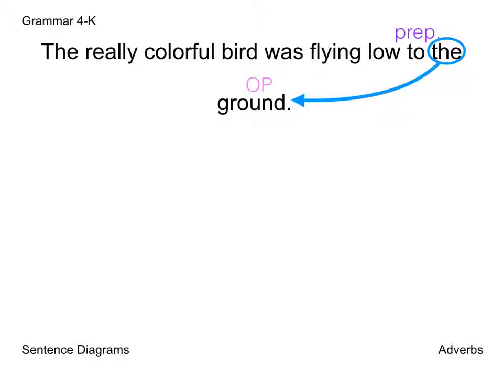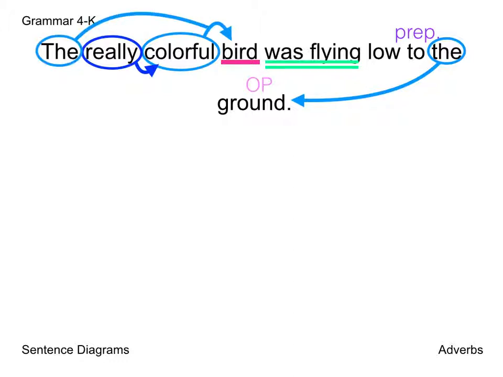Now we can look at our subject and verb because that is most important for identifying other parts of the sentence as well. So bird is our subject. Was flying is our verb phrase. Notice it's past progressive. And then we have colorful describing bird. Really is describing to what extent the bird is colorful. And of course, the is also a describing word for bird. And then we have one more word. It's also a describing word. Low. Low is describing where the bird is flying. It's another adverb.